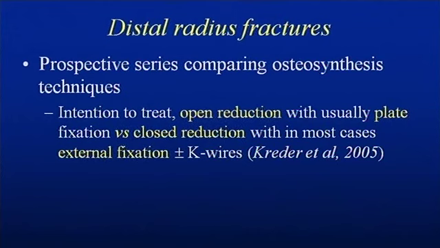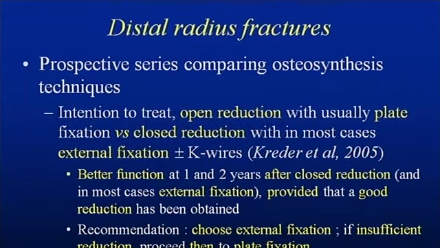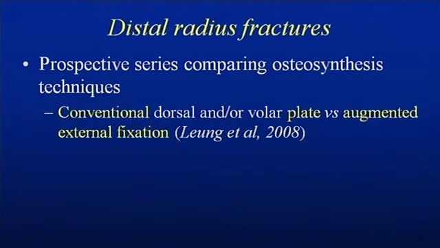Kreder compared 2 groups of patients, one with open reduction with usually plate fixation, another with closed reduction with, in most cases, external fixation. And he found better function in the cases treated by closed reduction and usually external fixation, provided that a good reduction had been obtained. So he recommended to choose external fixation, and in the case of insufficient reduction, to proceed then to plate fixation.